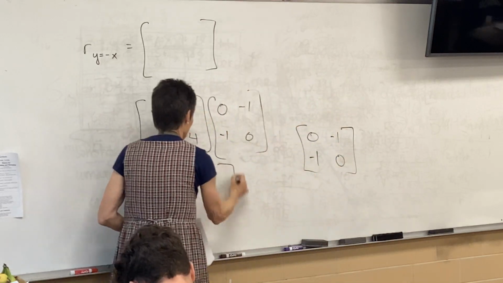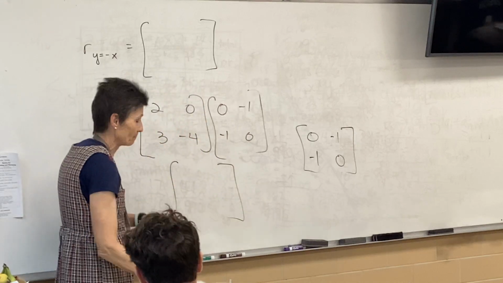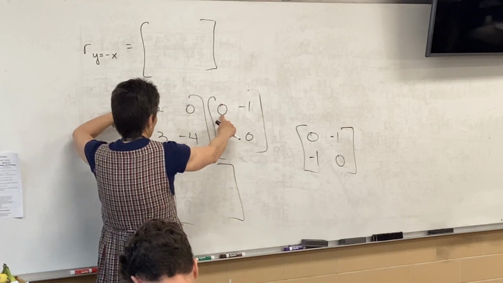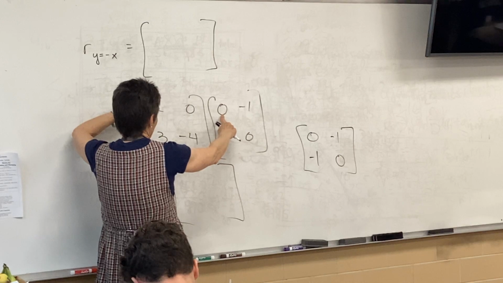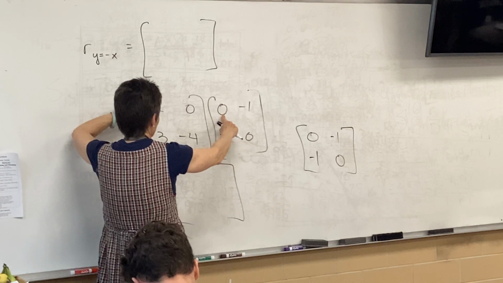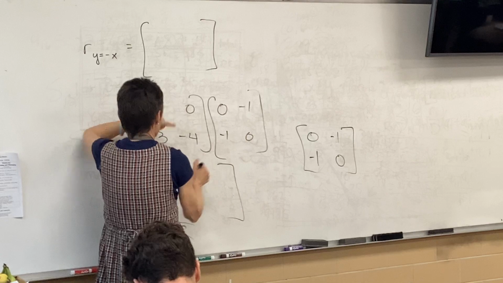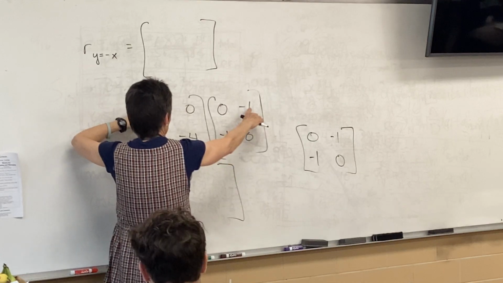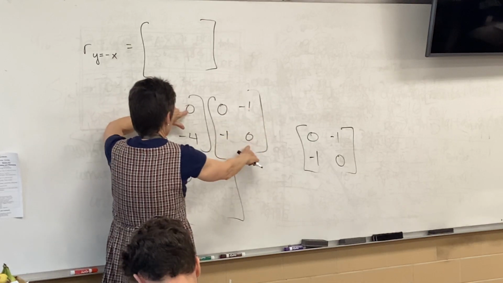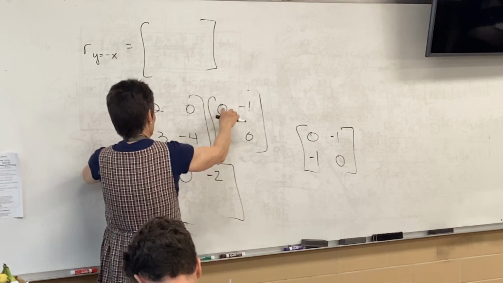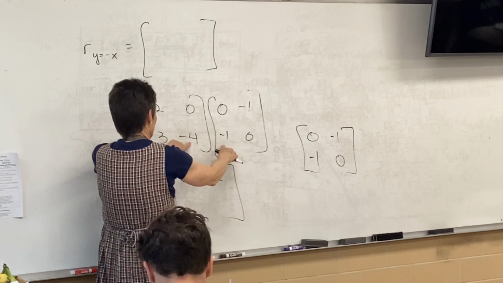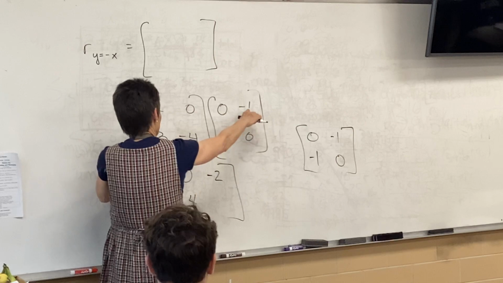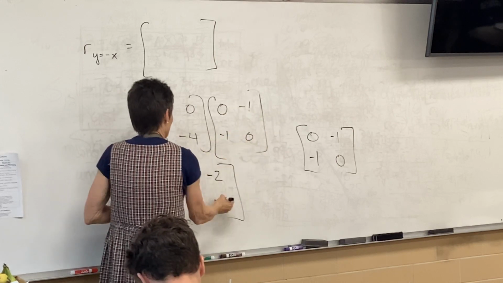All right, so what are we coming up with here when we multiply? 0, 0. Negative 2. 4. Positive 4. Negative 3.